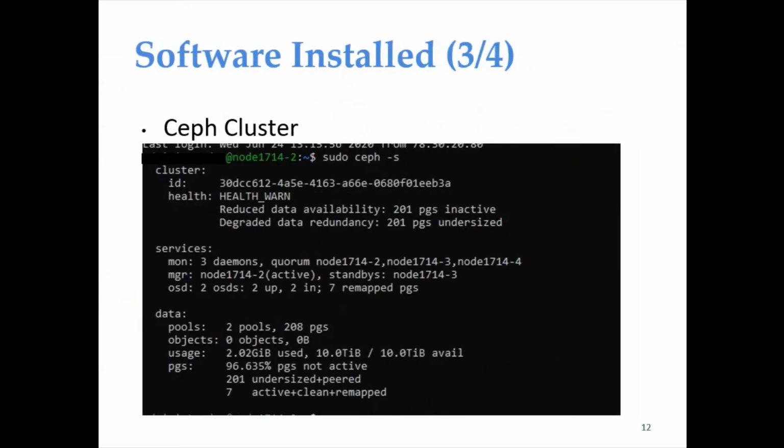We have also installed a Ceph cluster. All 3 nodes run monitor services, and the object storage services are running on node 4, where we have the 2 disks that are used for the storage.